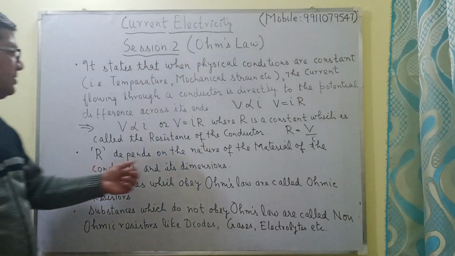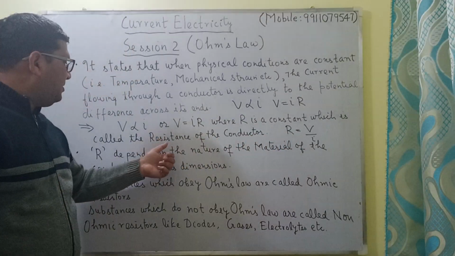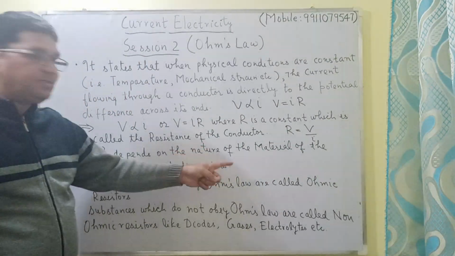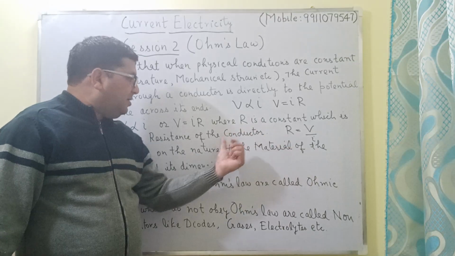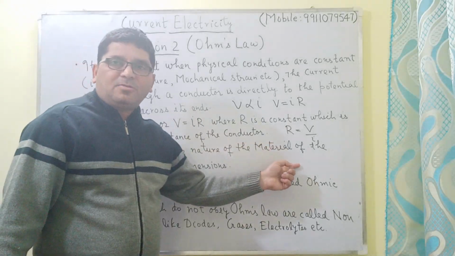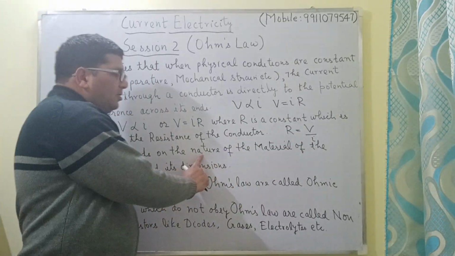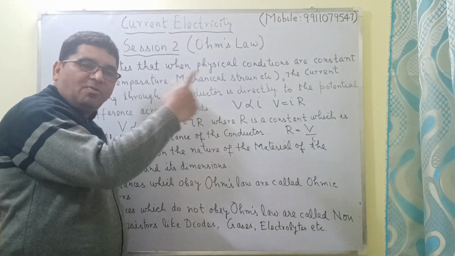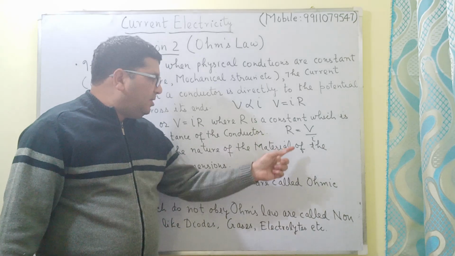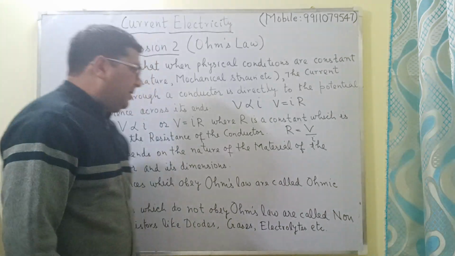Now the second point here is that this R, which is a constant and which is called the resistance of the conductor, depends on the nature of the material of the conductor and the dimensions, that is the length and the cross sectional area. So the resistance of any conductor is dependent on the nature of the material, and also the dimensions of that conductor will affect its resistance, that is the length and the cross section area.